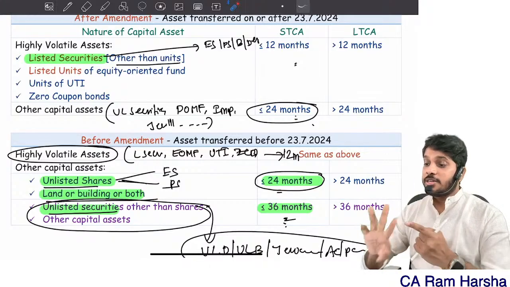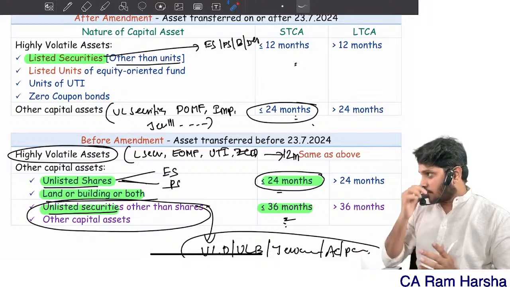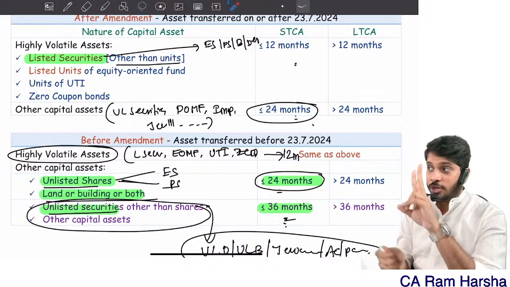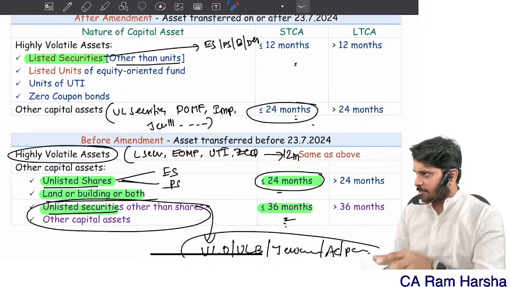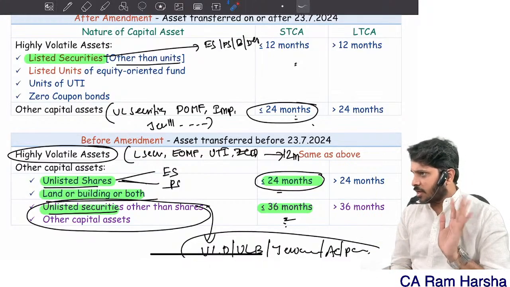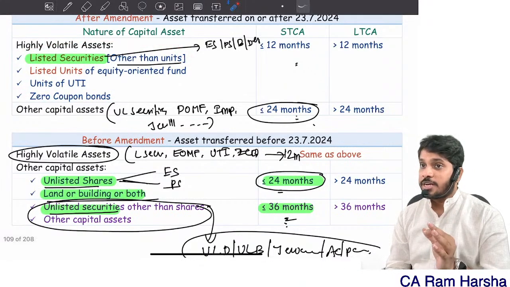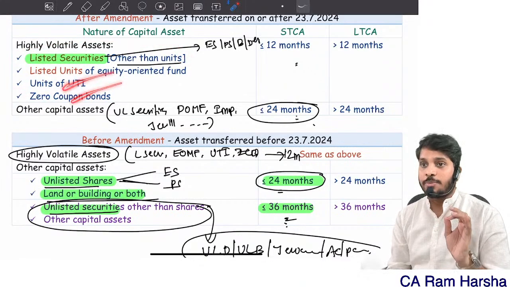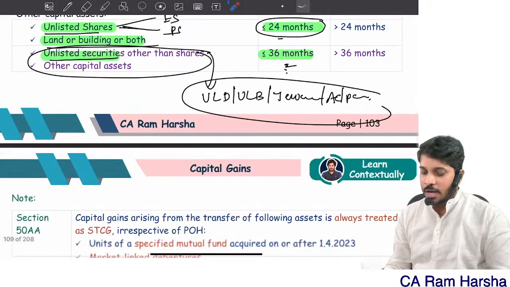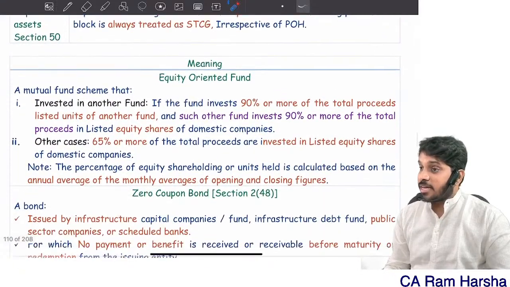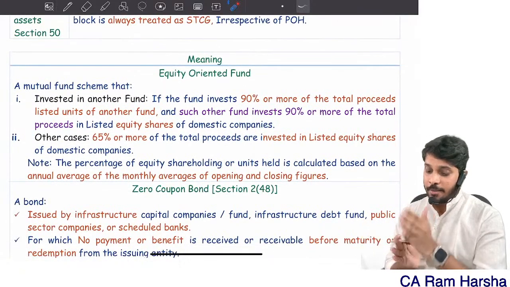Suppose the holding period is more than 12, more than 24, more than 36, as the case may be, then it's a long term. And remember, after amendment, we have only two criteria: 12 months and 24 months. Beyond 12 months, it's a long term. Beyond 24 months, it's a long term. Now, what are the assets considered for 12 months? Listed securities, units of equity oriented mutual funds, units of Unit Trust of India, zero coupon bonds. For any other assets, 24 months is the criteria. Correct?